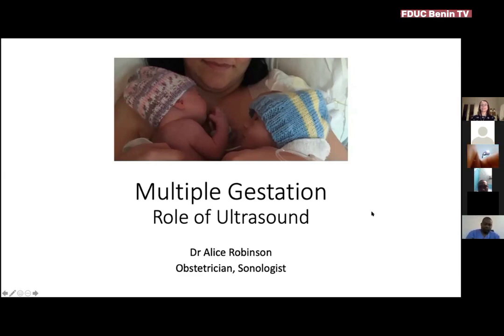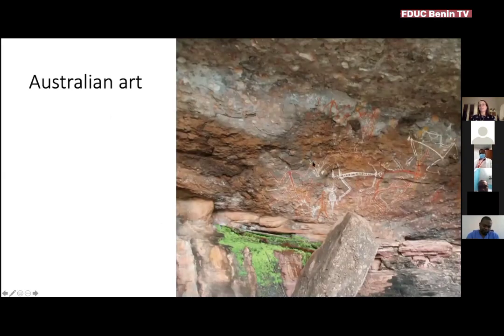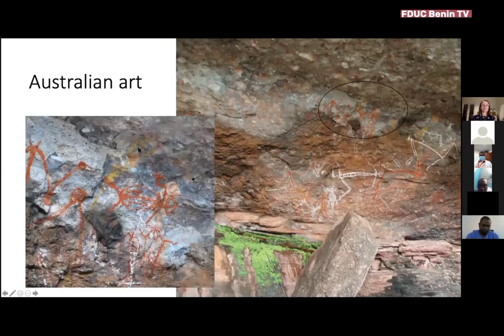And we do obviously have twin pregnancies here in Australia, just not at the same rate that you do in Nigeria. This is an example of some Indigenous rock art, and if I zoom in on this area at the top, you'll see a very old image of a twin pregnancy, very different to most of the images that we'll be looking at today.